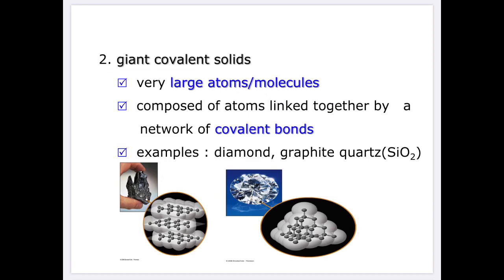The second one is giant covalent solids. They are very large atoms or molecules. They are composed of atoms linked together by a network of covalent bonds. Examples include diamond and graphite, quartz, which is SiO2.